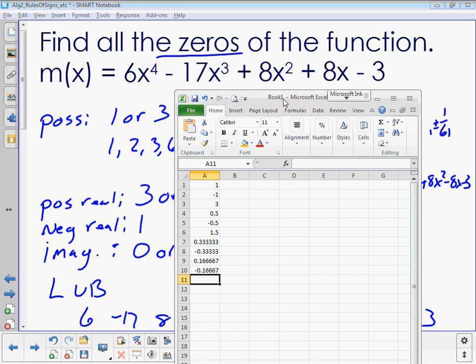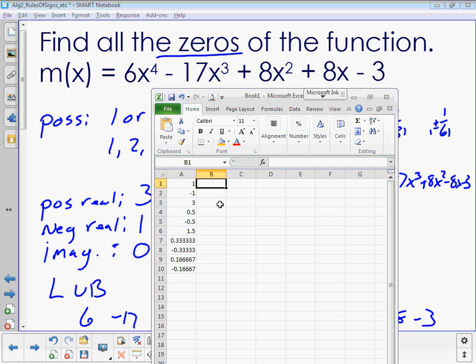Okay, so now that I've got it plugged in there, in column B I'm going to plug in a formula, and it's going to say equals 6 times that A1 cell raised to the 4th power minus 17 times that A1 cell raised to the 3rd power plus 8 times that A1 cell raised to the 2nd power plus 8 times that A1 cell minus 3, and I get a 2. And now all I'm going to do is drag that formula all the way down.